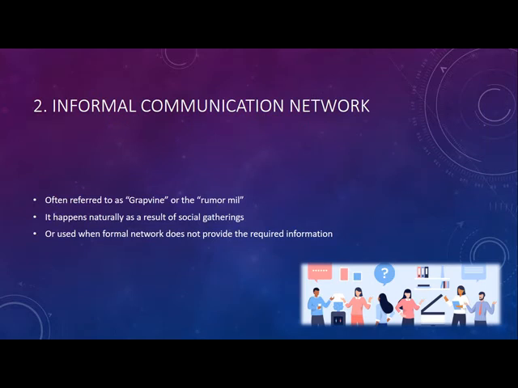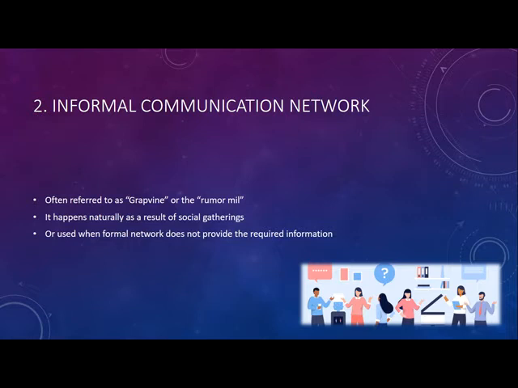Then we have the informal communication network. As we have discussed, this is not some specific channel that has been determined officially for communication. It is something that just happens in any form. This type of communication network is often termed as grapevine or rumor mill. Rumor mill, a place where rumors are made. So sometimes, yes, these type of things happen in an informal communication network.